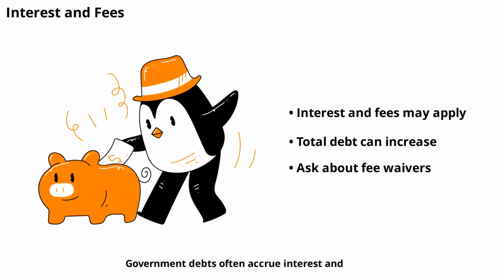Government debts often accrue interest and additional fees while they remain unpaid. This means the total amount you owe can grow over time, making it harder to pay off. Some agencies also charge collection costs or penalties. It's important to understand the terms of your debt and factor in these extra costs when planning repayment. If you're struggling, ask the agency about options to reduce or waive fees.